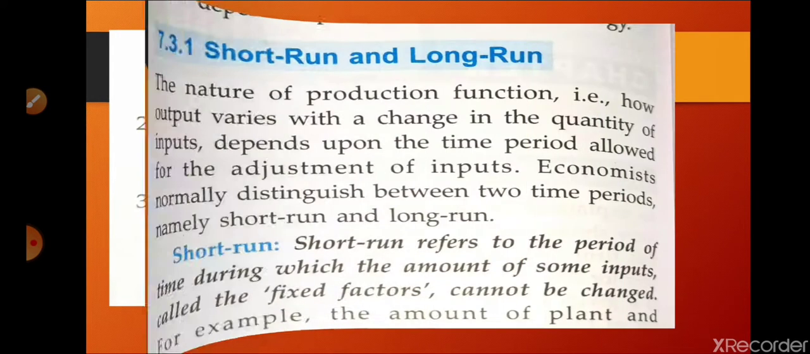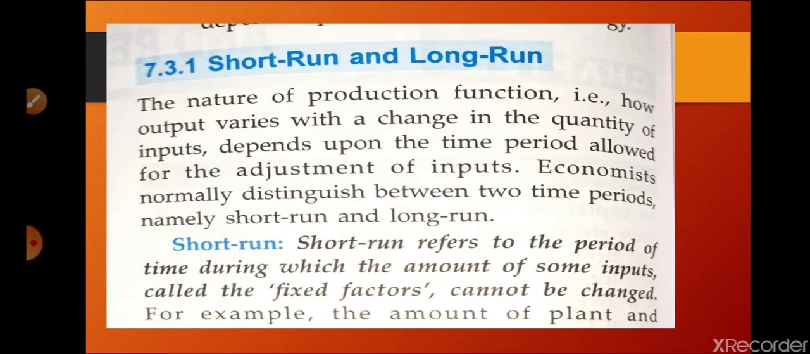Now we are going to discuss the next topic: production function is of two types, short run and long run. But before going to the production function, let us go through production in the short run and production in the long run. The short run refers to that period of time during which the amount of some inputs, called the fixed factor, cannot be changed. So in the short run we cannot change all the factors of production; only variable factors we can change, and the fixed factor is not possible to change.